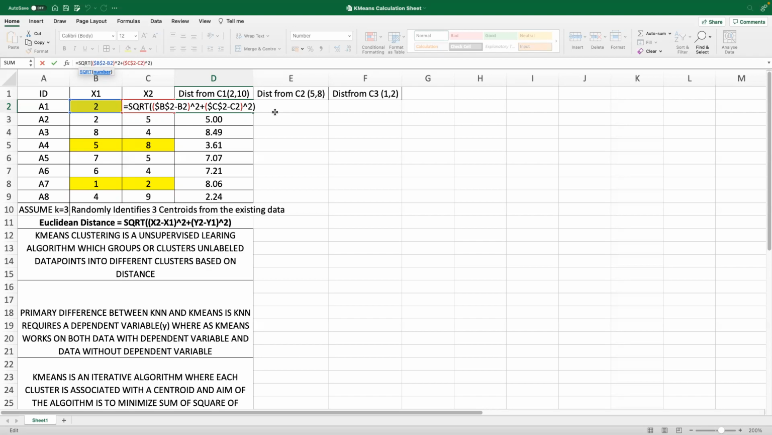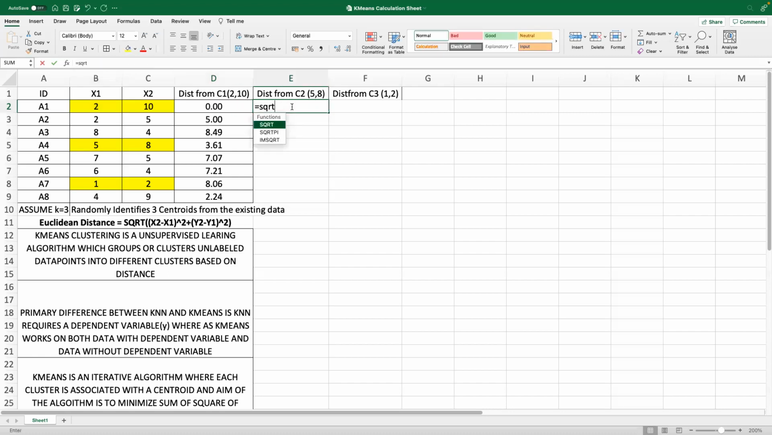So square root of (2 minus 2) whole square plus (10 minus 10) whole square. For the next row, (2 minus 2) whole square plus (5 minus 10) whole square. Right? Got it, all of you? Now, same thing we will implement here.